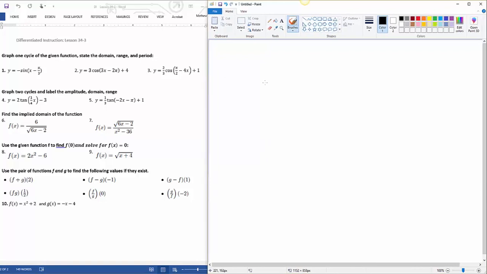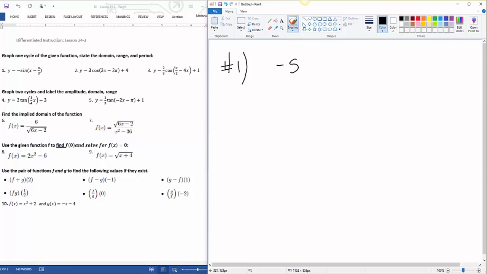All right, so this is 34-3, and we're going to be graphing one cycle. Now just remember from the lesson, the new thing that has been added was phase shift and how the graph is shifting to the left or to the right, or we can also call that the horizontal shift. So let's start with number one.